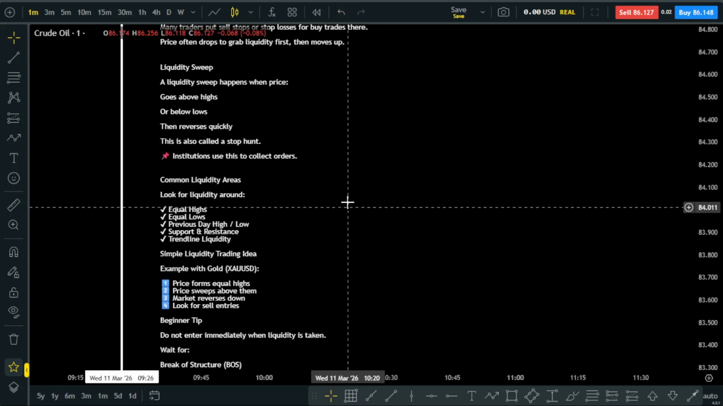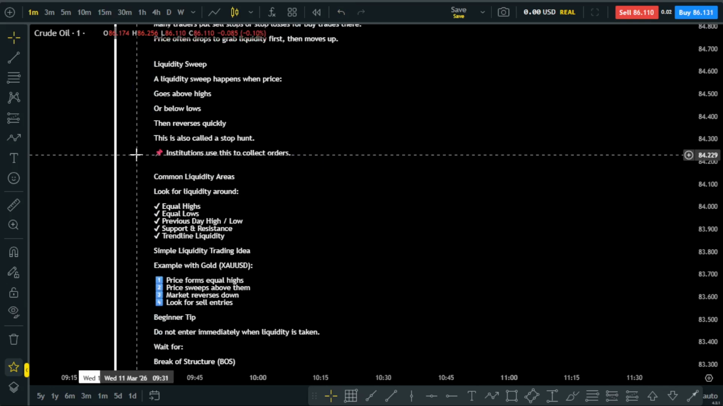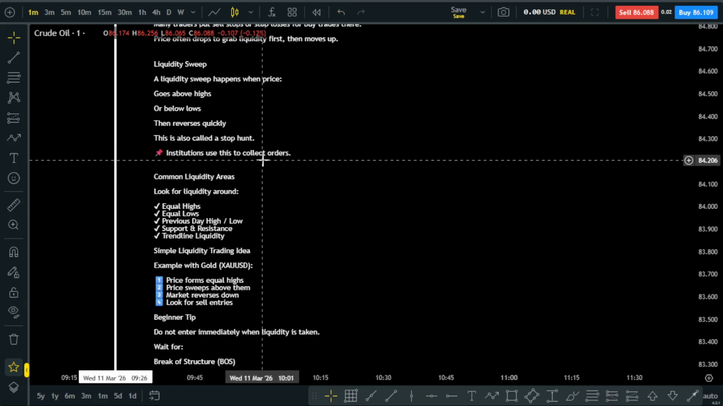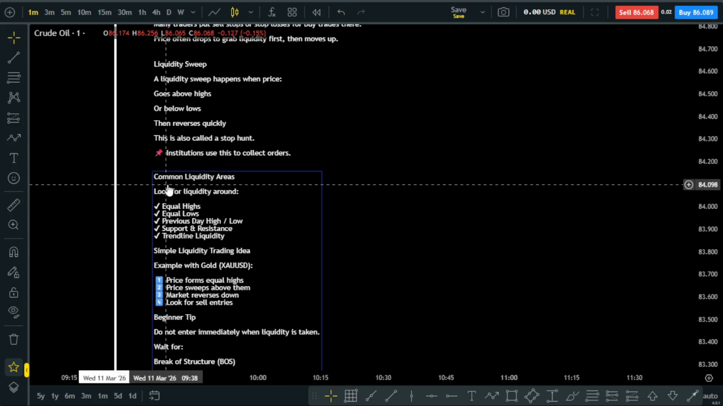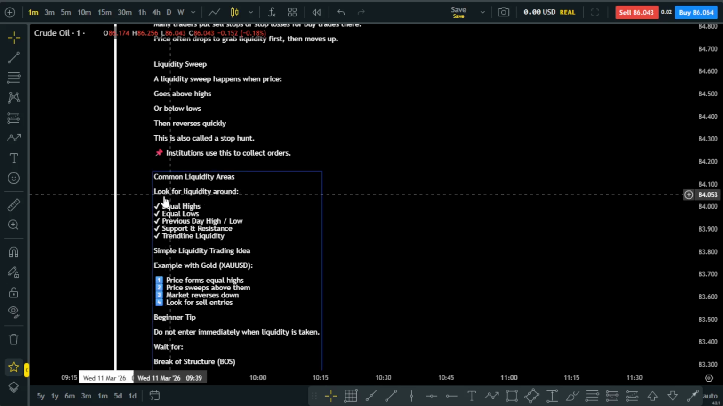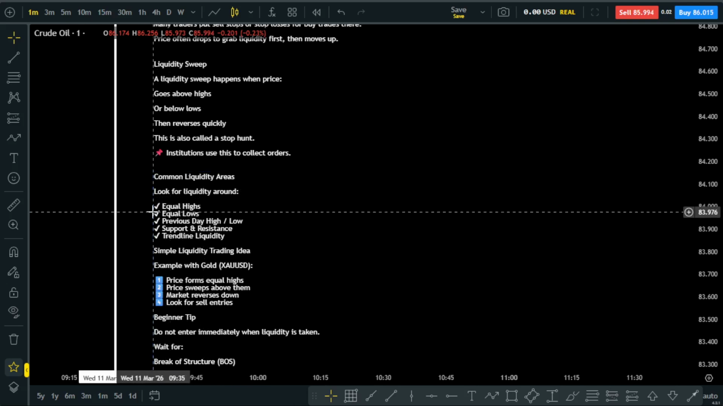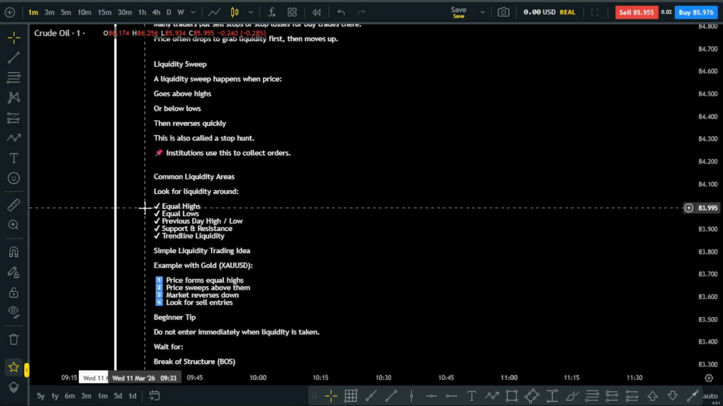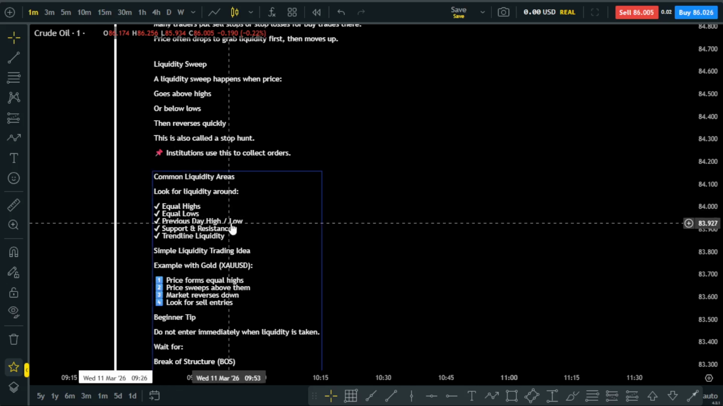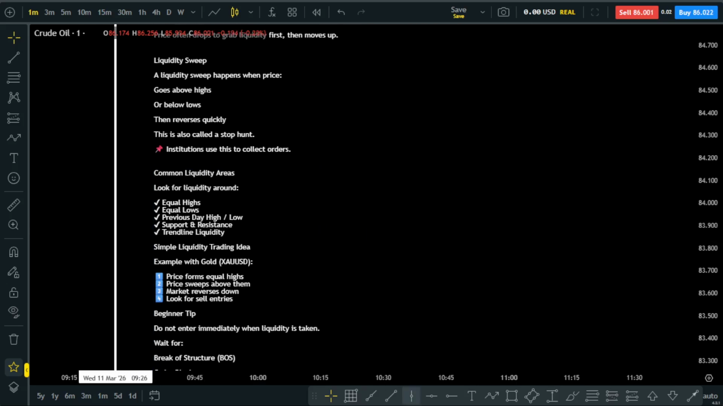And then let's see what I have for you here. We are saying institutions use this to collect orders. Common liquidity areas: look for liquidity around the equal highs, equal lows, previous day high, support and resistance, and then we also have trend line liquidity. This is what it looks like.